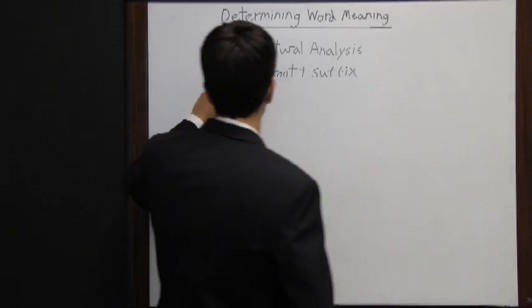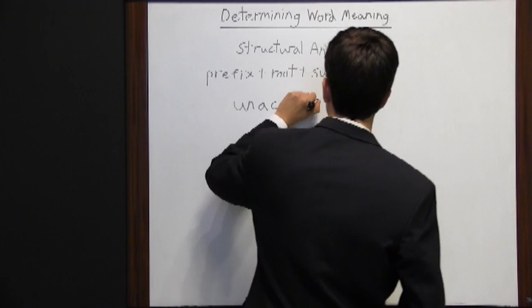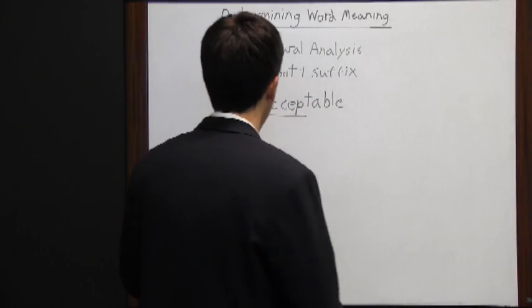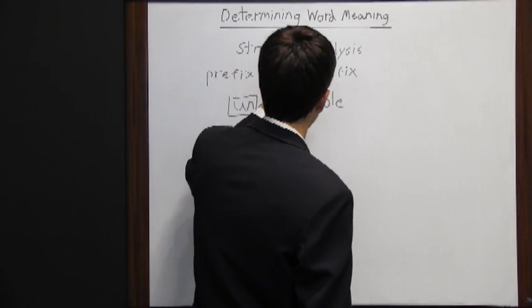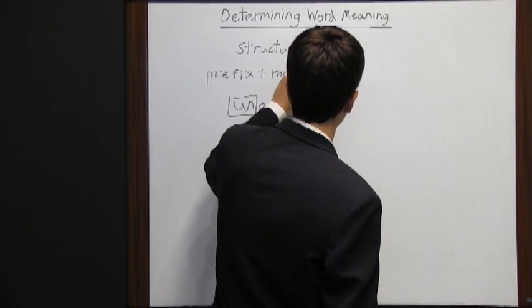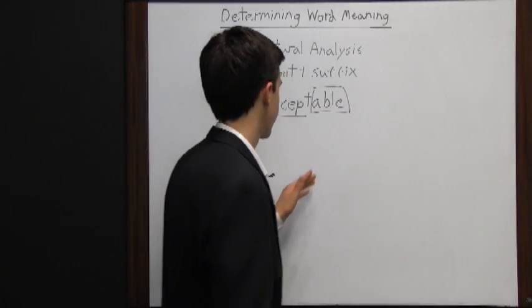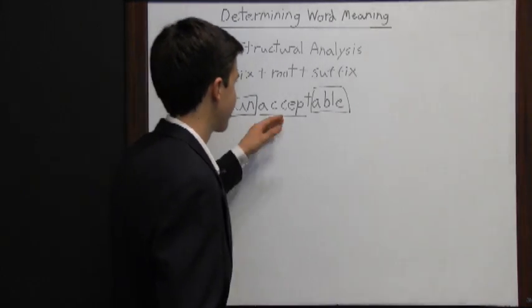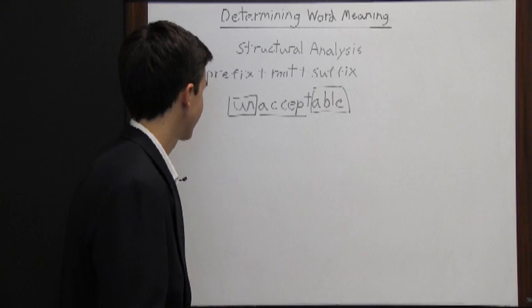So take the word unacceptable, for example. Here you have the root word, accept. Because that can be a word in itself. And then here you have the prefix, un, and the suffix, able. The prefix is always going to come before the root word, and the suffix is always going to come after the root word. Now, notice I said the root word is the word that can stand alone. I understand that able can also stand alone and is a word, but in this case it's a suffix.